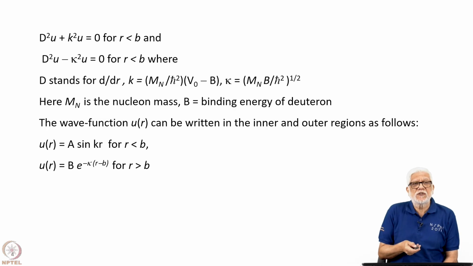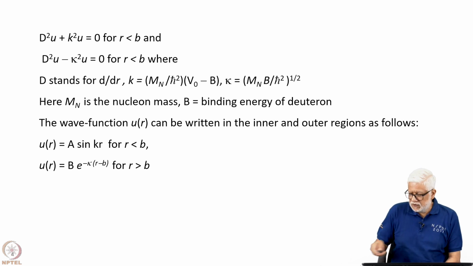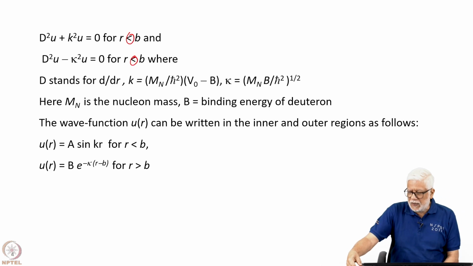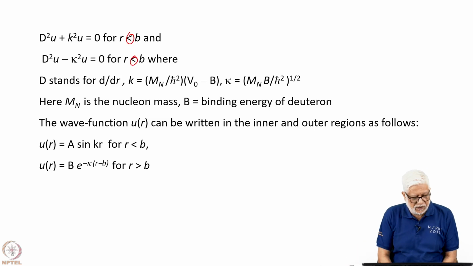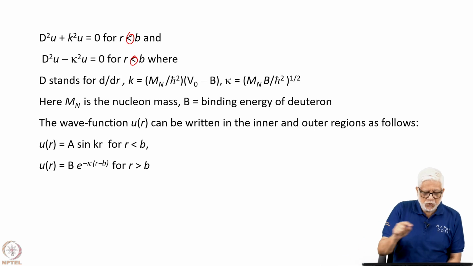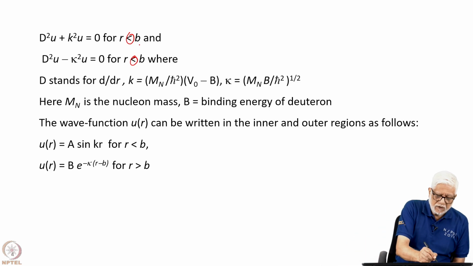So, d squared of u plus k squared of u is equal to 0 for r less than b, and d squared of u minus kappa squared u equal to 0, this is something wrong. This should be for r greater than b. So, it needs to be checked what these signs are. So, there is a wave function inside of the well and there is a wave function outside of the well. So, this is r less than b is correct. This should have been r greater than b.